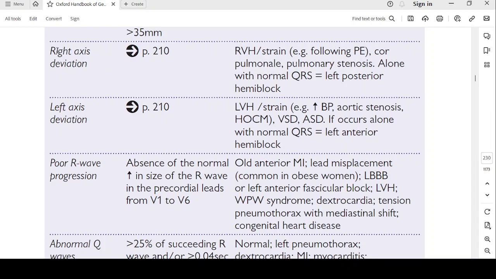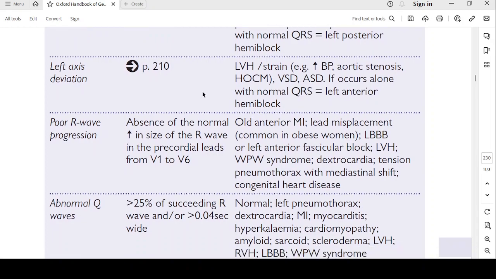So right axis deviation. The causes of right axis deviation are right ventricular hypertrophy or strain following a pulmonary embolism, cor pulmonale, pulmonary stenosis. Alone with normal QRS is equal to left posterior hemiblock. So if you only have a right axis deviation along with a normal QRS complex, then it is left posterior hemifascicular block.